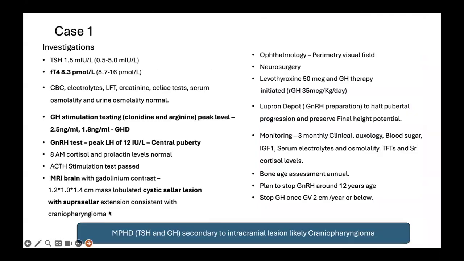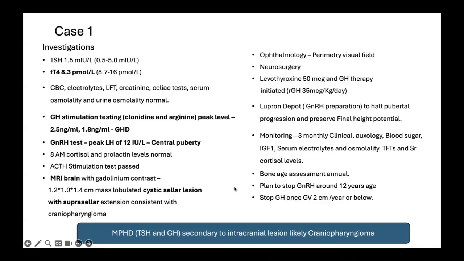Now, if you look at the hormonal profile of this child, her free T4 was low, in the setting of an inappropriately normal TSH. Along with this, she has failed 2 GH stimulation tests using clonidine and arginine with peak levels of 2.5 and 1.8. Her ACTH stimulation test was all right, suggesting cortisol sufficiency, and she was having pubertal development as well. So this girl further underwent neurosurgery and was started on hormone replacement, and a GnRH agonist was also given to her so as to preserve her final height potential.